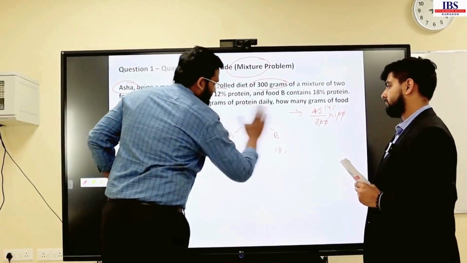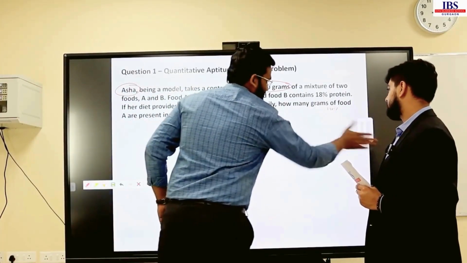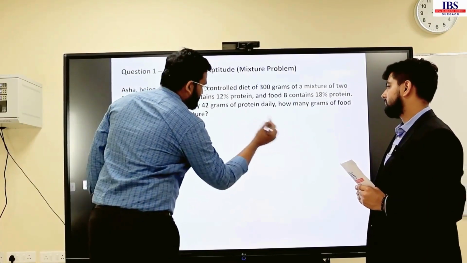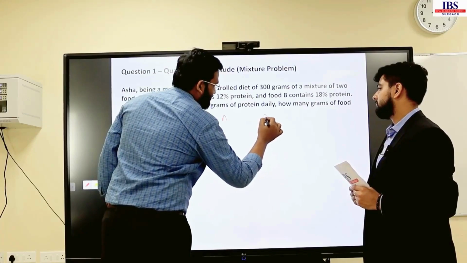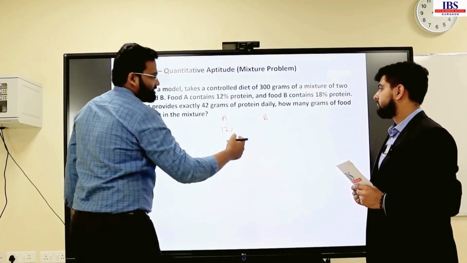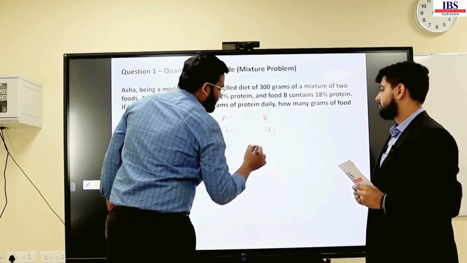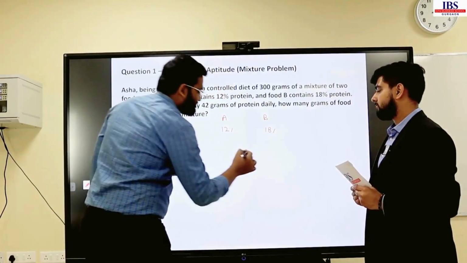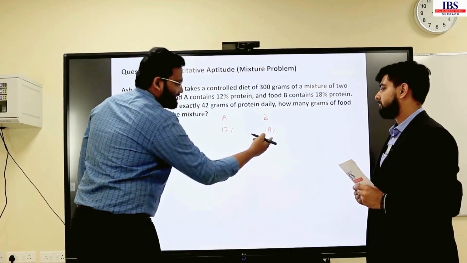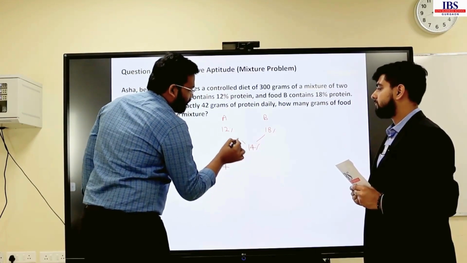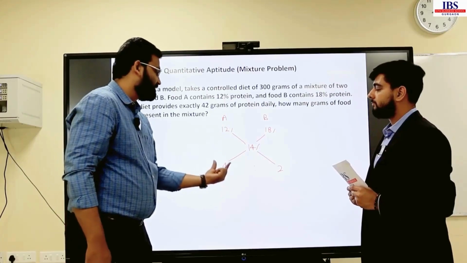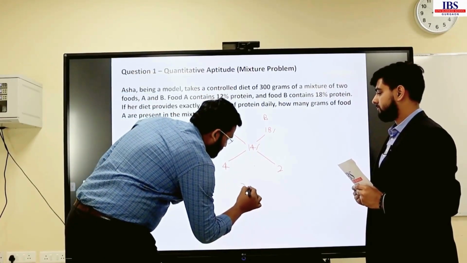Now see how to apply this allegation method. Again, it's very easy, very economic if we see from the time perspective. So see here, food A, food B, the protein present in food A is 12%, the protein present in food B is 18%. However, the resulting protein which Asha wants is 14%. Now subtract: 18 minus 14 is 4, and 14 minus 12 is 2. So A and B should be mixed in the ratio 4:2, or we can say 2:1.